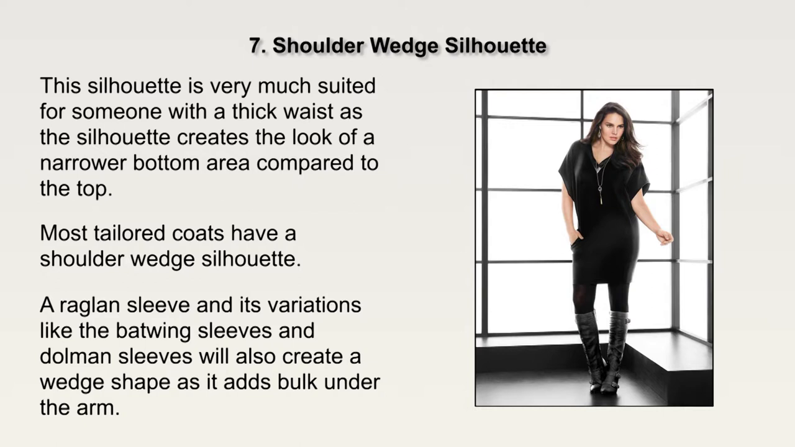A raglan sleeve and its variations like the bat wing sleeves and dolman sleeves will also create a wedge shape, as it adds bulk under the arm. You can take a moment to reflect upon the different types of sleeves that we learnt. Fabrics suited for making garments in this silhouette are heavyweight fabrics and crisp fabrics like organdi. Knits are good for dolman and raglan sleeved dresses.